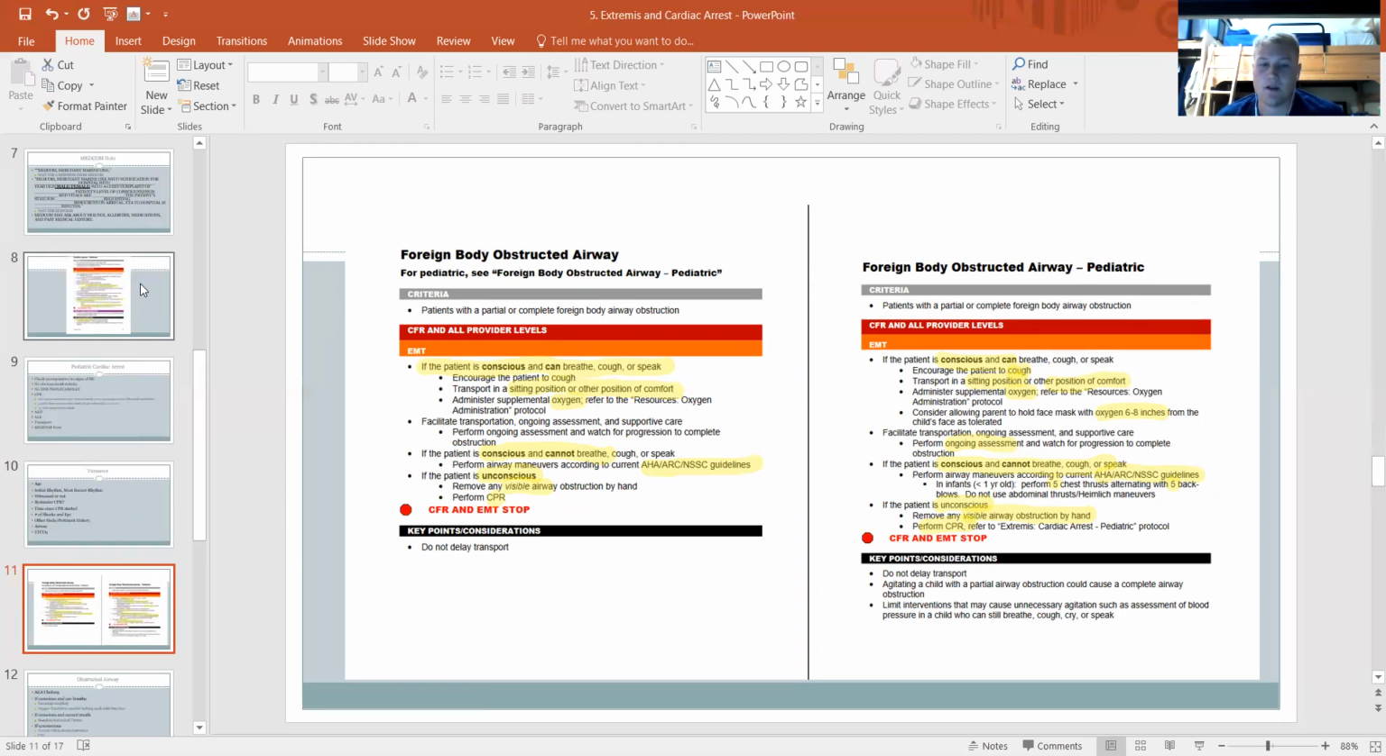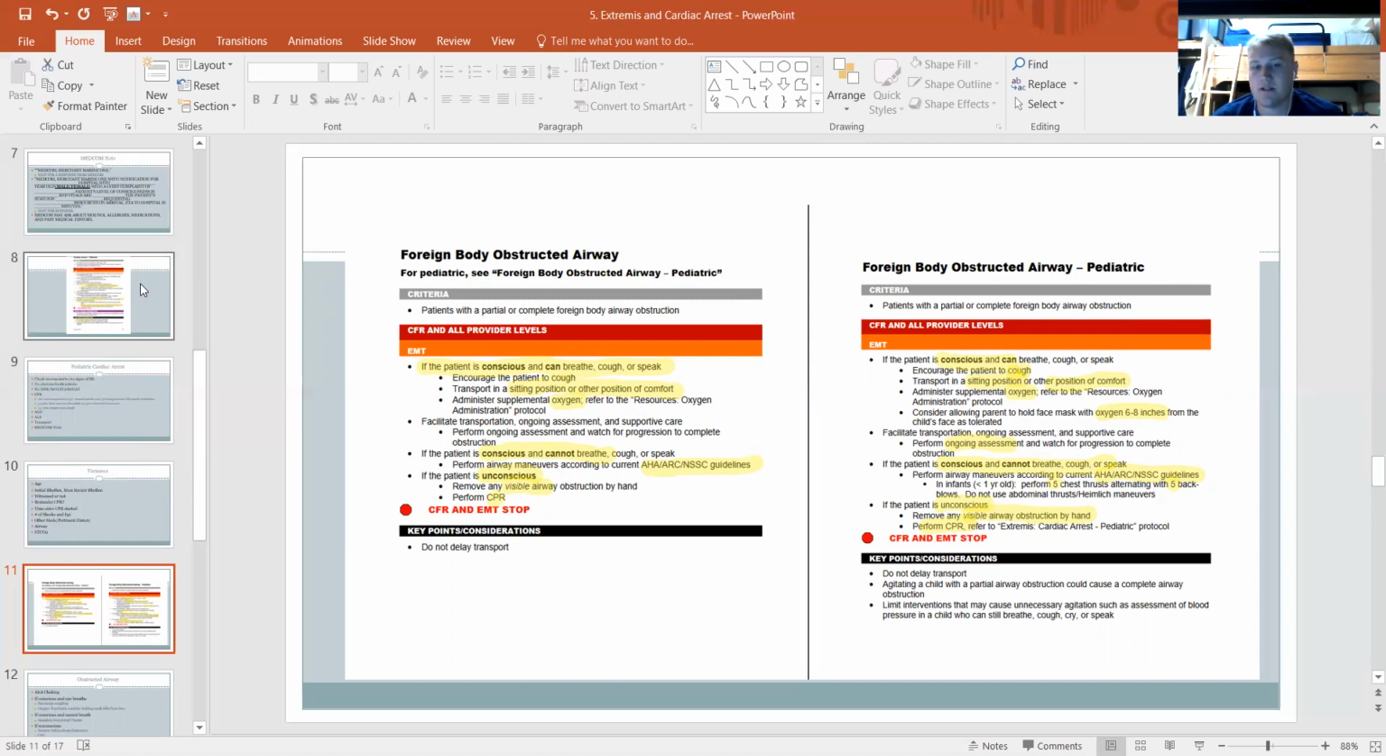So patient is conscious and can breathe. You're going to encourage the patient to cough, transport in a sitting position or position of comfort, and administer supplemental oxygen. With a pediatric choking patient, they may not tolerate an NRB, so you may have to hold a mask 6 to 8 inches from their face and let them get their oxygen that way. Obviously, just use as tolerated. And then you're going to continue providing supportive care on the way to the hospital and keep assessing the patient, watching for transition from conscious to unconscious, etc., or from breathing to not breathing.